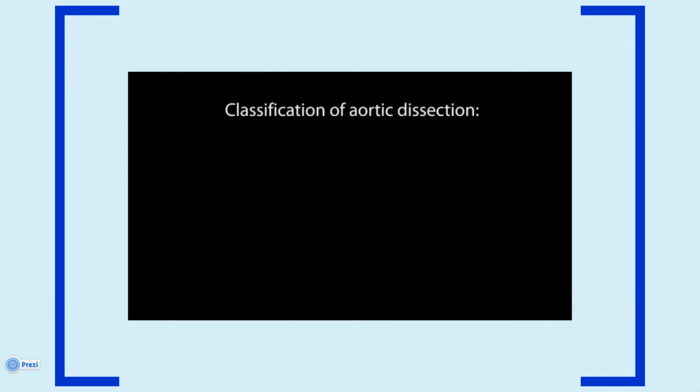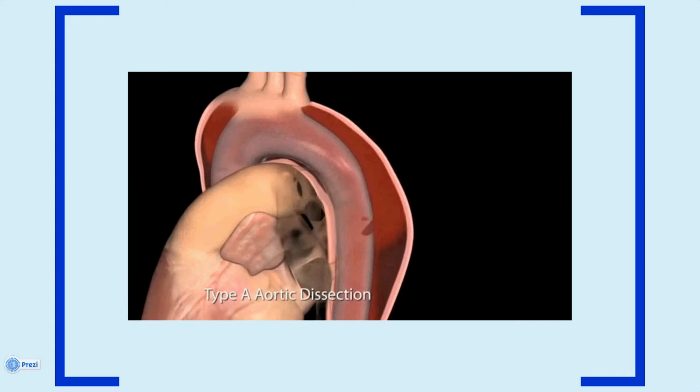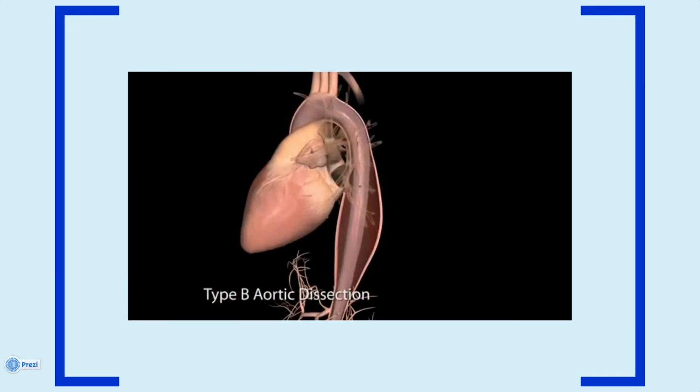An aortic dissection may be classified according to its location and duration of symptoms. In the Stanford system, if you have an aortic dissection in your ascending aorta, it is called a type A dissection. All other dissections are called type B.